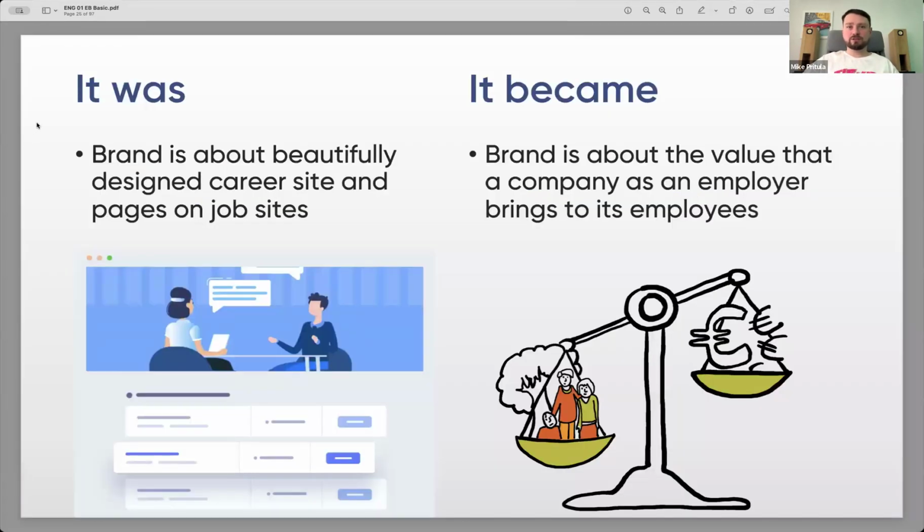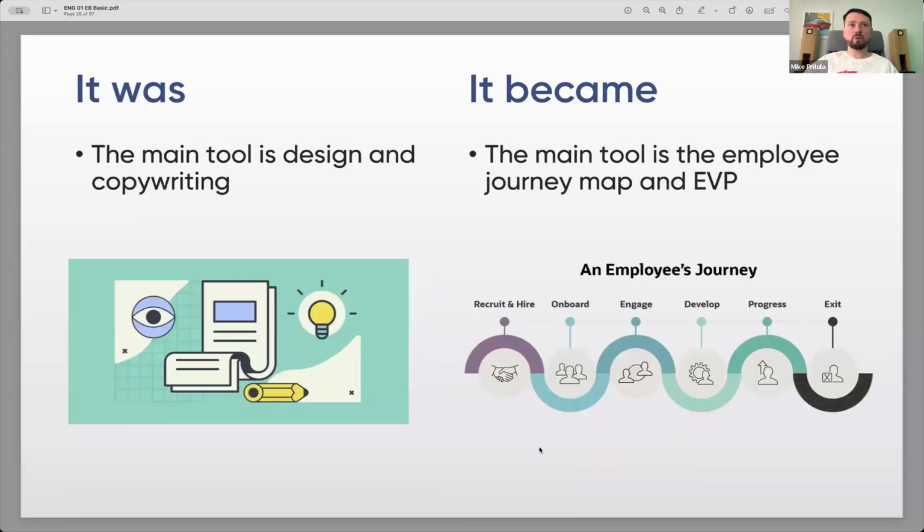What is changing between the previous approach to employer branding, the current approach, and the future approach? It was: brand is about a beautifully designed career site and pages on job sites. And it became: brand is about the value that the company as an employer brings to its employees. Then it was: the main tool is design and copywriting. And it became: the main tool is the employee journey map and EVP.